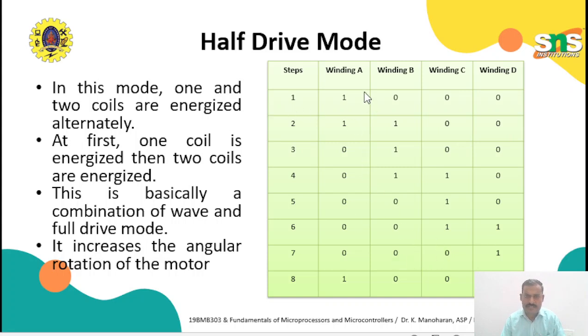First we have only winding A energized. Step 2, windings A and B are energized. Third step, winding B is energized. Combine this. So steps 1, 3, 5, 7 have single winding energizing, and steps 2, 4, 6, 8 have 2 winding energization. We are combining both in this method. We energize 1 coil and then 2 coils, again 1 coil and 2 coils. This will be repeated.